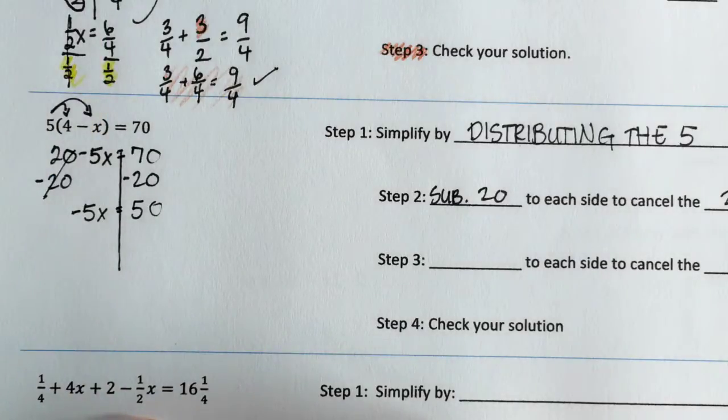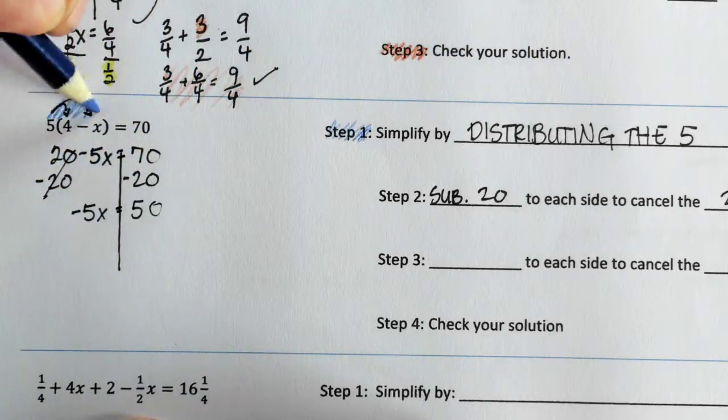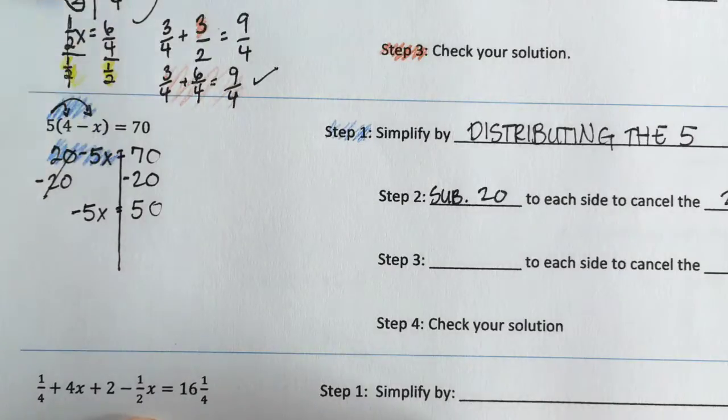I'm losing some colors here. I'm going to make step 1 blue. That was this distributing that was that piece.